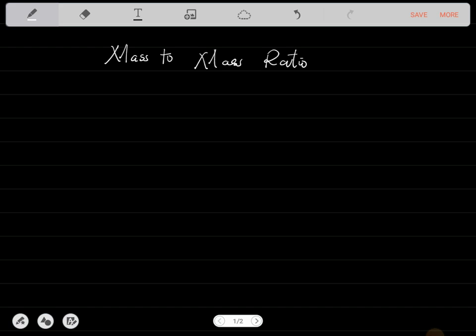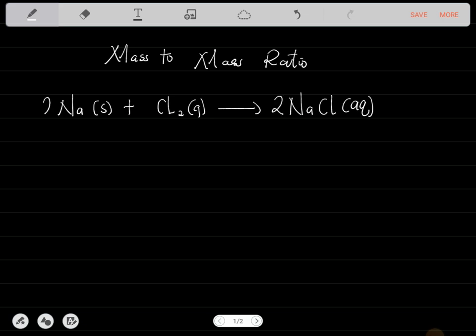So I'm going to give you an example, then you follow me from there. So let's say we have this reaction: sodium, a solid, reacting with chlorine, a gas, to give us sodium chloride. In this case, we'll treat it as aqueous. Just treat it as aqueous. Right? So, is this equation balanced? Of course, we can balance it like that, like that.